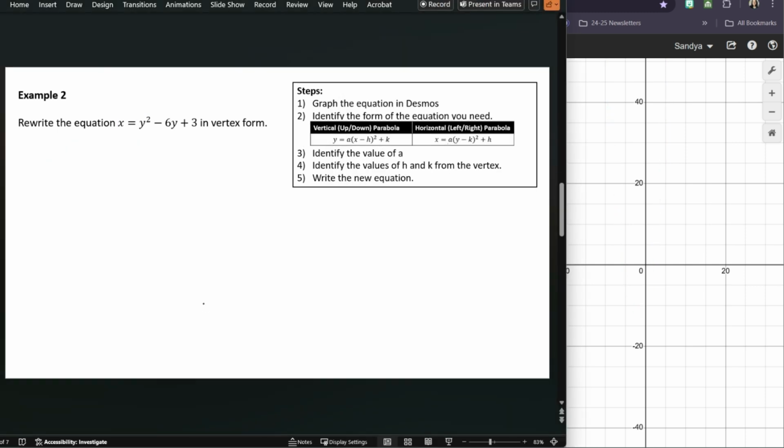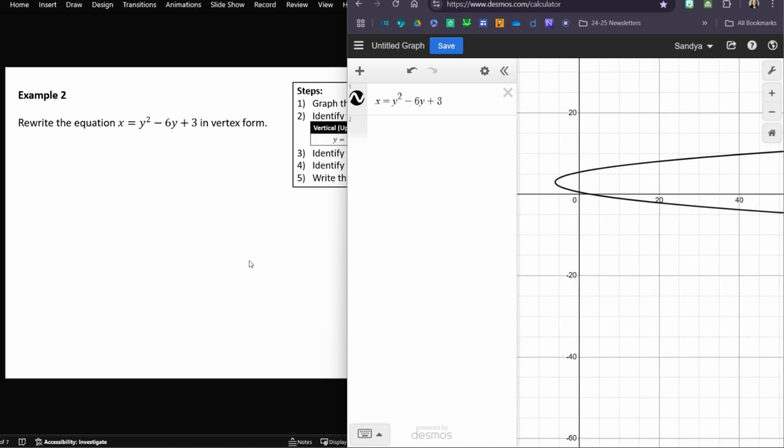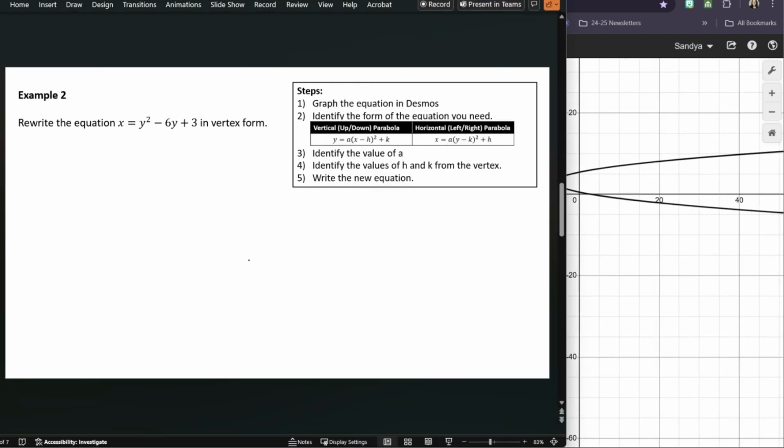So now let's go ahead and try this equation. We have x equals y squared minus 6y plus 3. I'm going to start off by going to Desmos and typing this equation in. So y squared minus 6y plus 3. And you can see this is a horizontal parabola. So the equation I need is going to be x equals a times (y minus k) squared plus h.